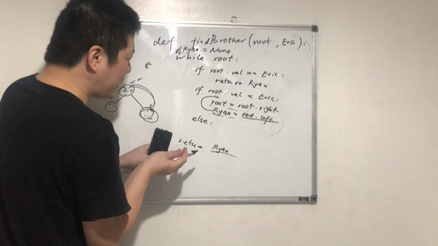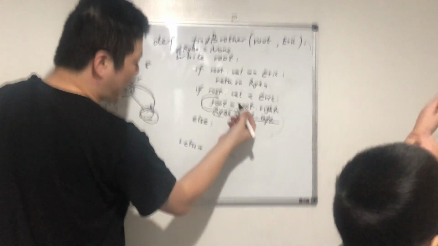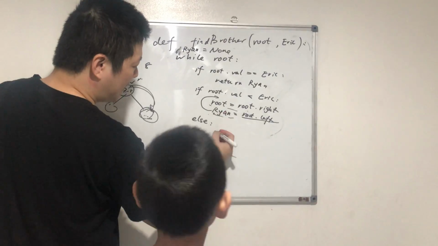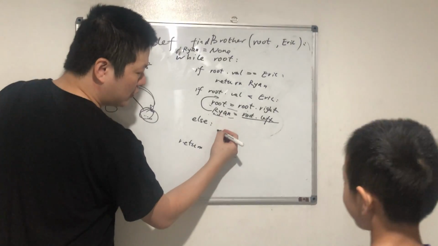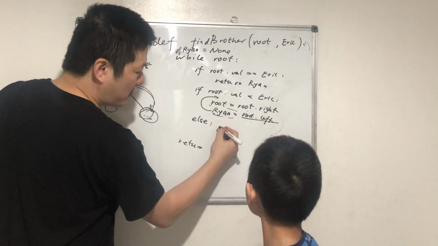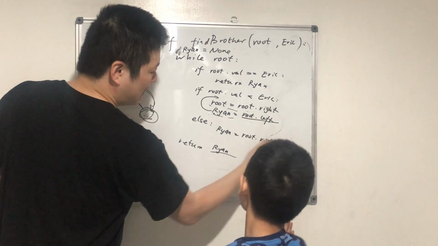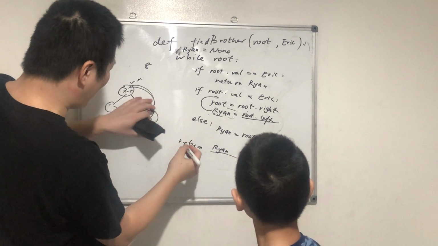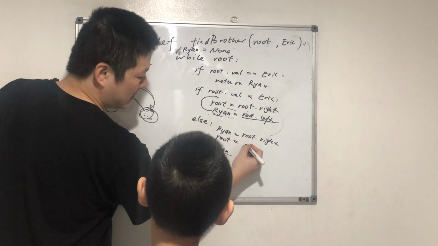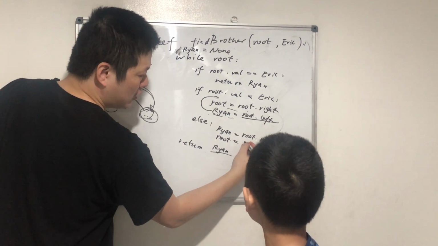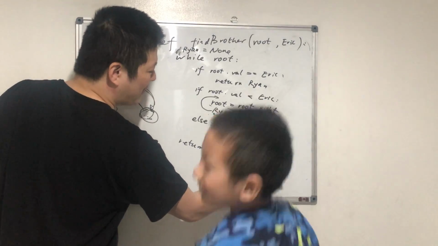Okay, so here about this one. Root of value, if it's bigger than Eric, what should we do? If it's on the left hand side, what should we do? Ryan equals what? Root of right. Well done, and then? Ryan is here, but we need to go to the left hand side, so root equals root of left. Yeah, always go to the opposite, okay?